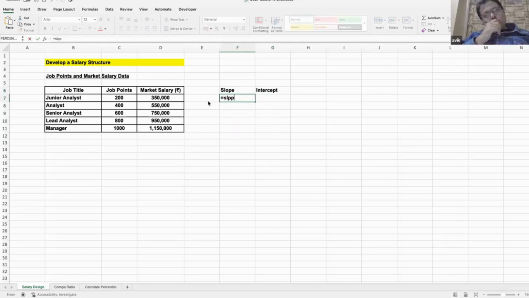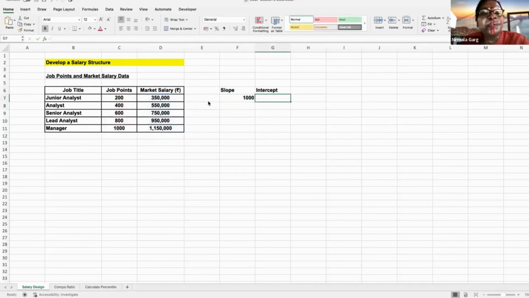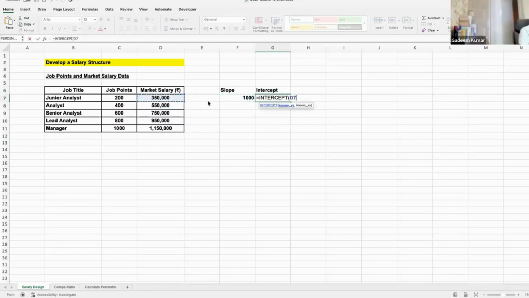I'll just show you one. Calculate slope and intercept, how will you do that? Market salary is Y and job point is X. Don't do it the other way around. Calculate the slope value, calculate the intercept value. Known Y's are salaries, known X's are job points.